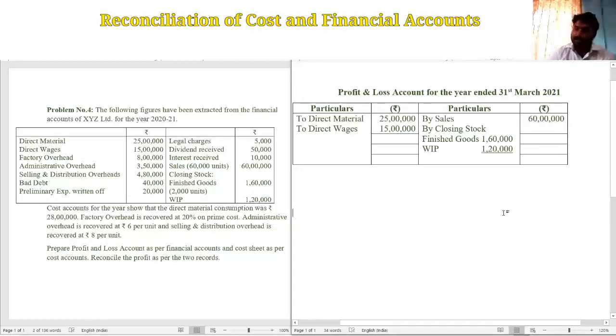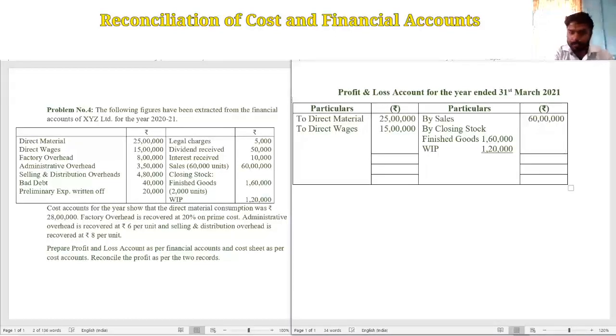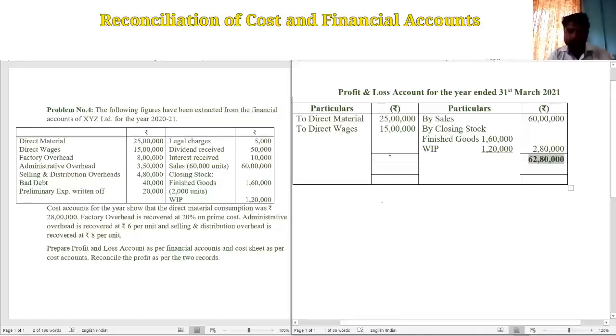Write the total. 2,80,000. Total is 2,80,000. Okay, make the total 62,80,000. Both the sides, 62,80,000.